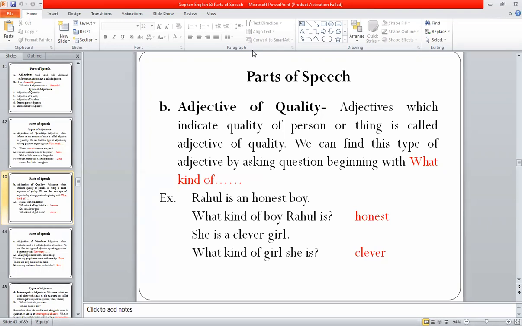The next is, she is a clever girl. If we ask a question starting with what kind of girl she is, then it will answer clever. So clever is the adjective of quality. It is showing that that girl is a clever girl and not a dull girl. It is showing the quality of that girl.